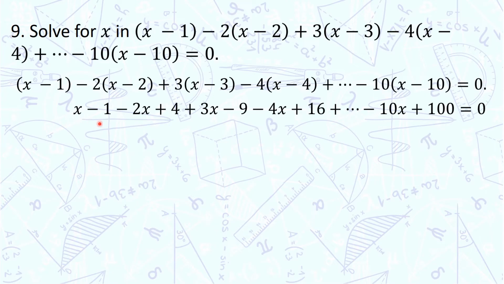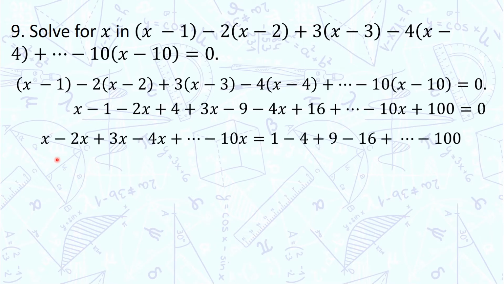Notice that we have alternating signs in consecutive terms in x. We have x minus 2x plus 3x minus 4x until the last, it's minus 10x. And then alternating signs also in perfect squares. We have negative 1, positive 4, negative 9, positive 16, positive 100. So if we collect similar terms, we have x minus 2x plus 3x minus 4x until minus 10x.